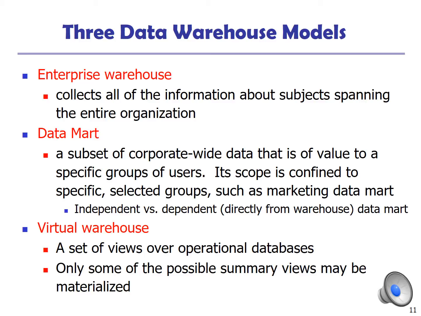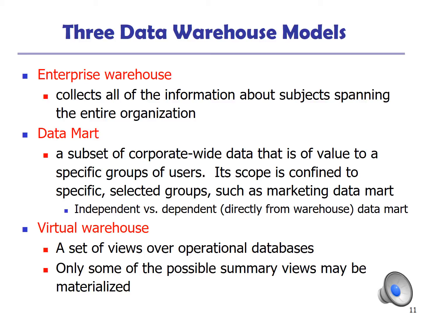There are two ways in which these data marts can be designed. They can be either independent or they can be dependent. Independent means the data is actually physically stored in these data marts. The other way is dependent. That means this data mart does not really store the data, but it actually stores a link to the data within the big data warehouse. The data actually comes from the data warehouse, so it's dependent on the data warehouse data. So that is your dependent data mart.